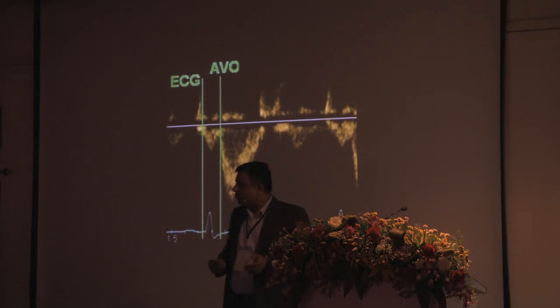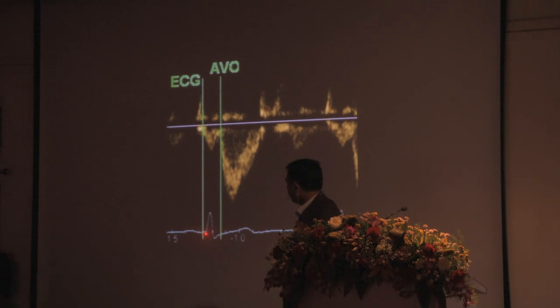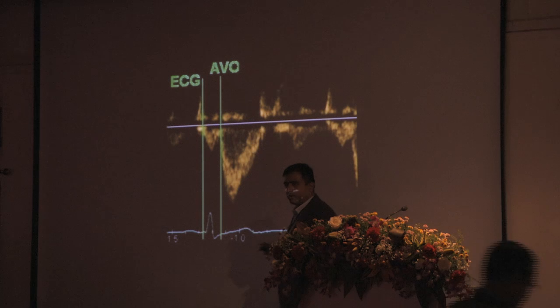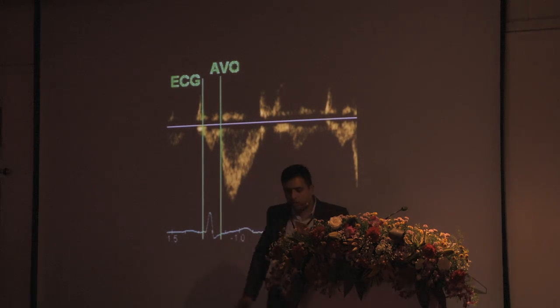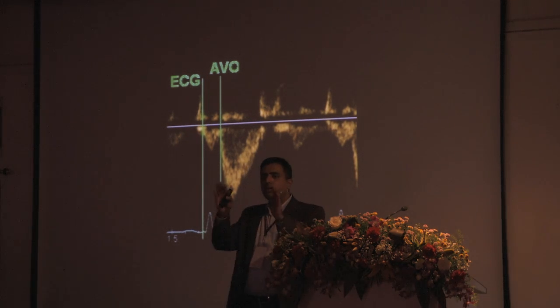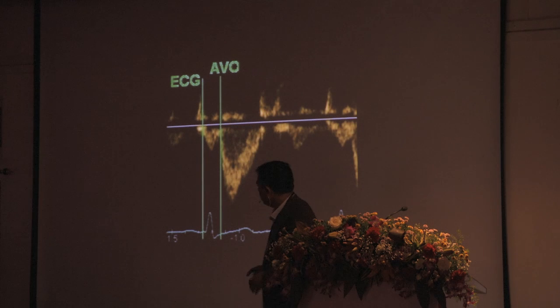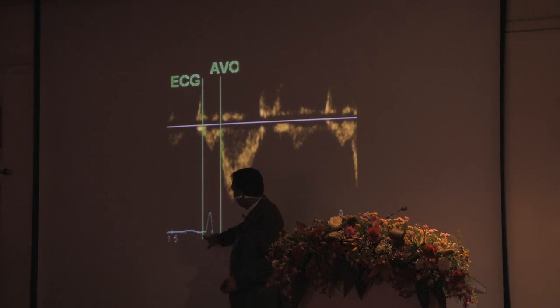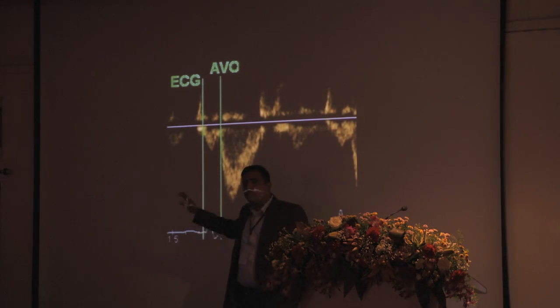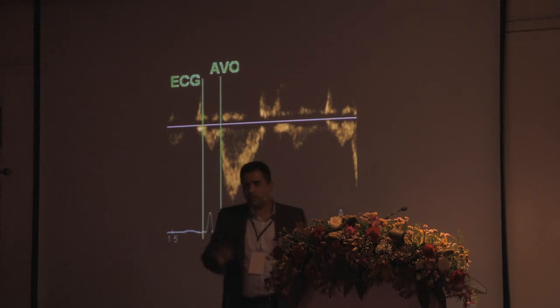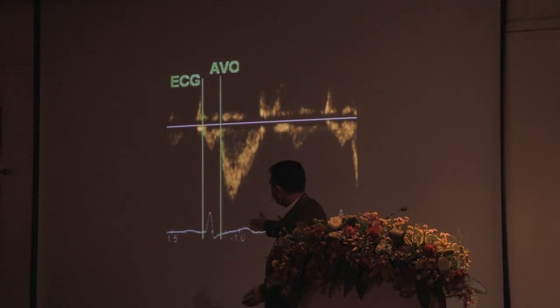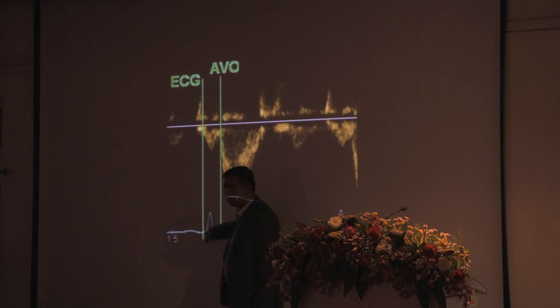The simplest thing you can do is place your ECG, and that is actually the first thing you need to do when you do strain and strain rate. You need to get a good ECG. And this ECG has to be clear. You should be able to identify where the start of the QRS is. The start of the QRS is the start of the electrical cardiac cycle.